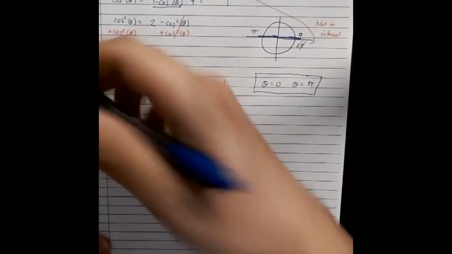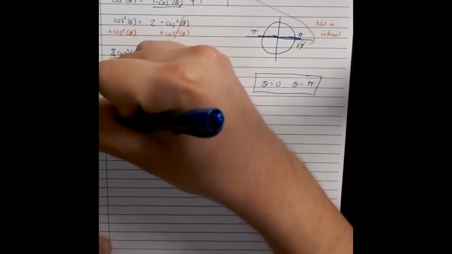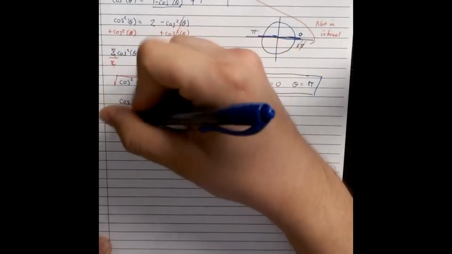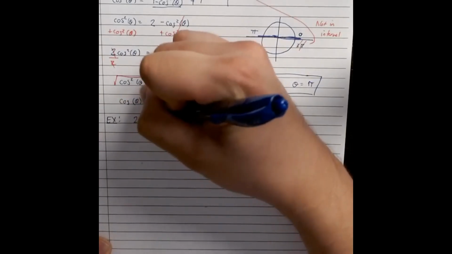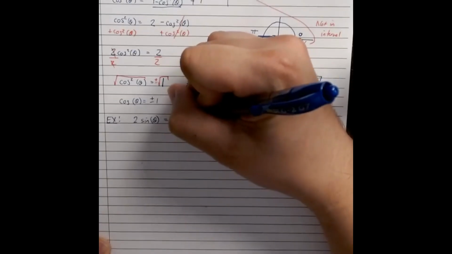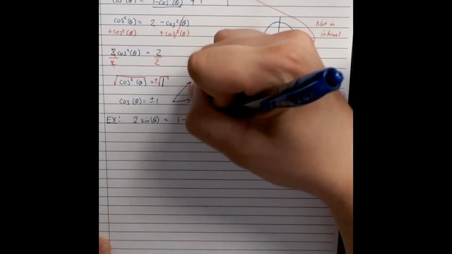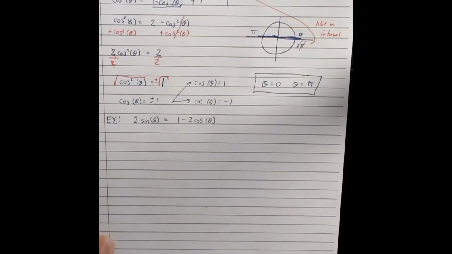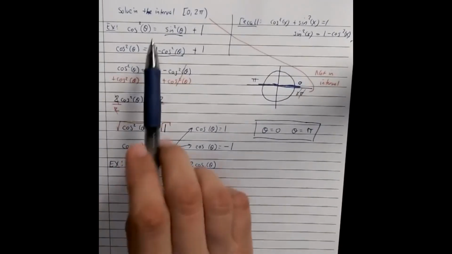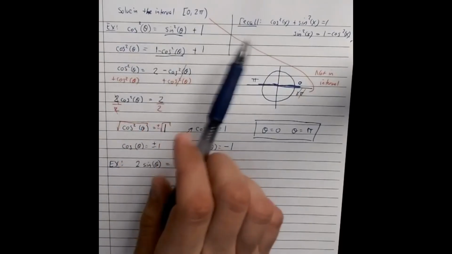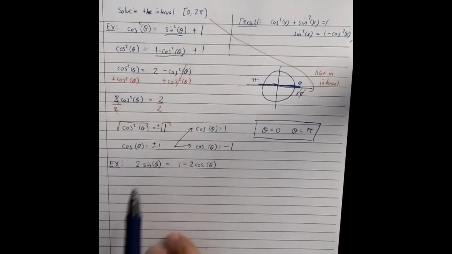And finally, for this section, let's take a look at this last example. Let's consider 2 sine of theta is equal to 1 minus double the cosine of theta. Just like that. Okay, well, this looks very similar to this problem up here, except that without the squares, I can't use the Pythagorean identity.